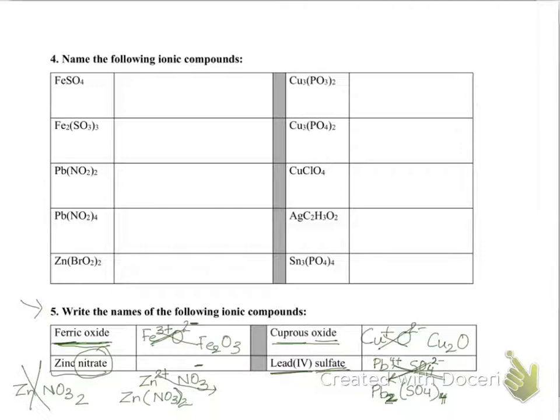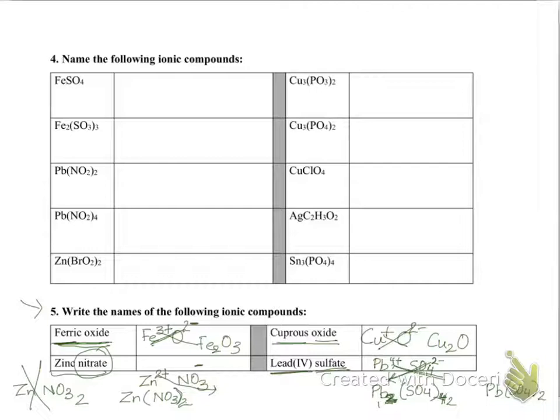number ratios. Can I simplify 2 and 4? Yes. So 2 times 1 is 2, 2 times 2 is 4. So it will be PbSO4 and then 2. Remember, ionic compounds are simplest whole number ratios.